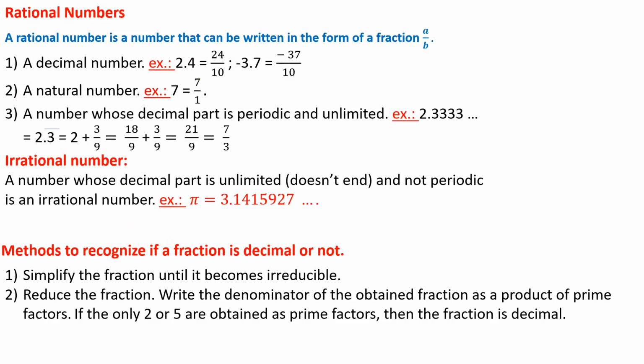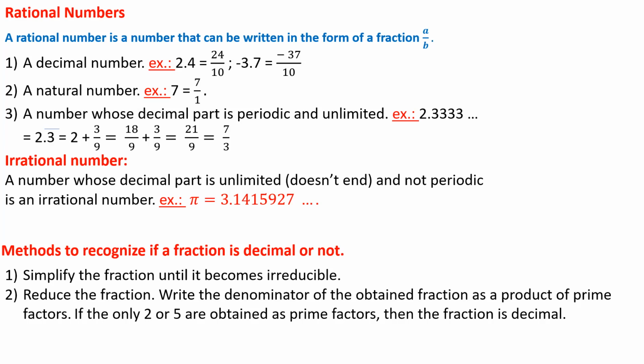Now, what are rational numbers? A rational number is a number that can be written in the form of a fraction a over b. So any number written in the form of a fraction, we call it rational. For example, the decimal number 2.4. Can we write it as a fraction? Yes, since it is a decimal number, we can write it as a decimal fraction, and we learned before how to do this. So we write it 24 over 10. So a decimal number is a rational number.